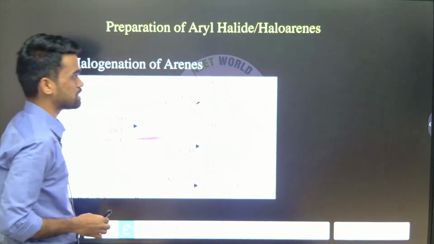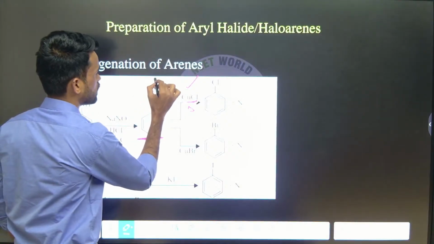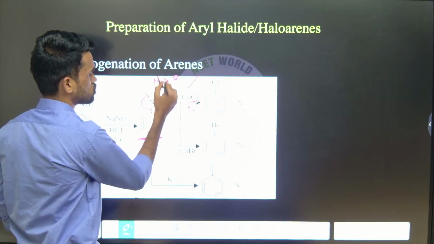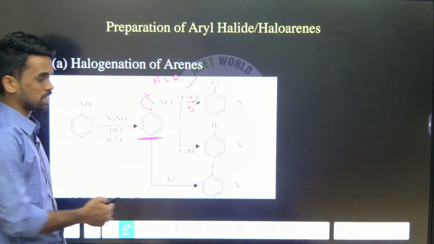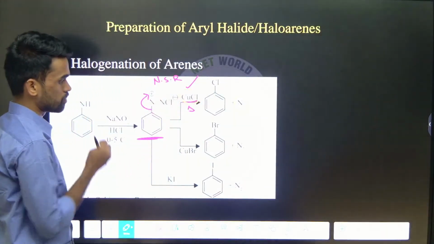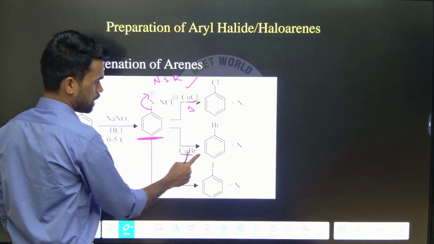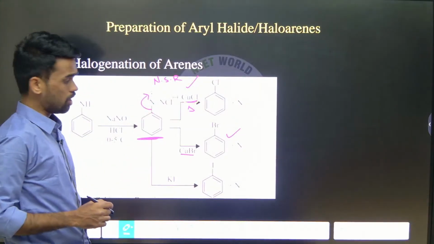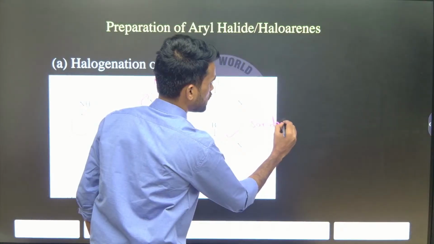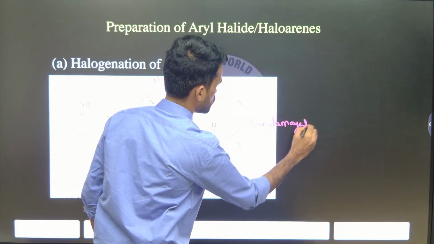Now what is the mechanism involved here? Aromatic nucleophilic substitution reaction only, because N2 is going out. So one more nucleophile is taking the place of this N2 gas, so it's a substitution reaction. Okay, and if I use CuBr, you are going to get bromobenzene. So what is the name of this reaction? Sandmeyer reaction, you can remember.